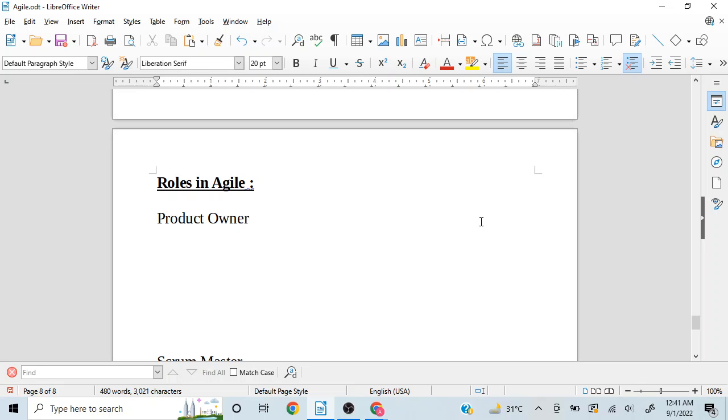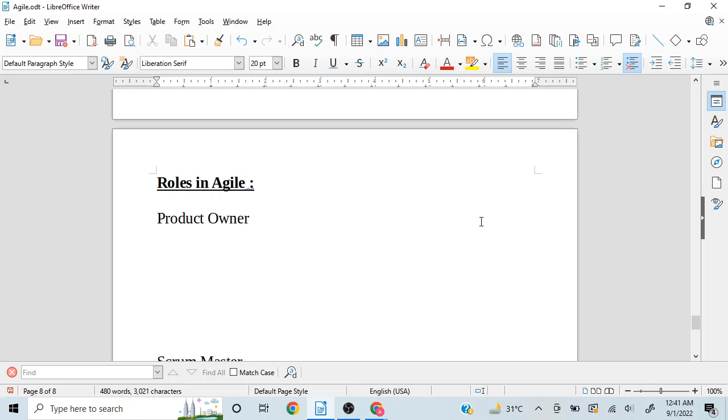Now, the product owner is also responsible for release management, so they will be in sync with the stakeholders and decide when the particular product needs to be released.